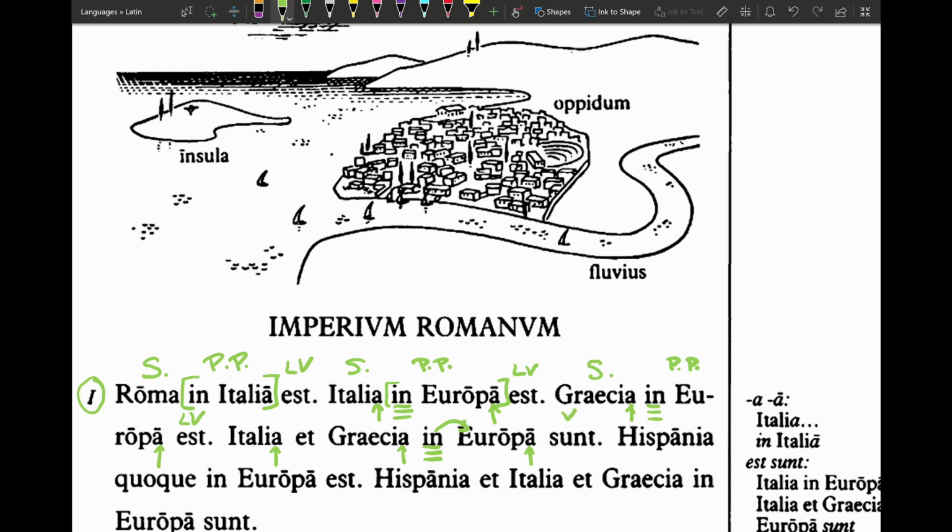It has changed. Okay? First, we need to denote our subjects. These are our two subjects in the sentence. Notice the previous sentences only had one subject. This is why the verb is simply est in the previous sentences.